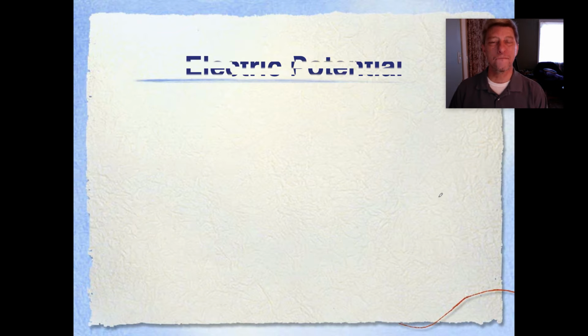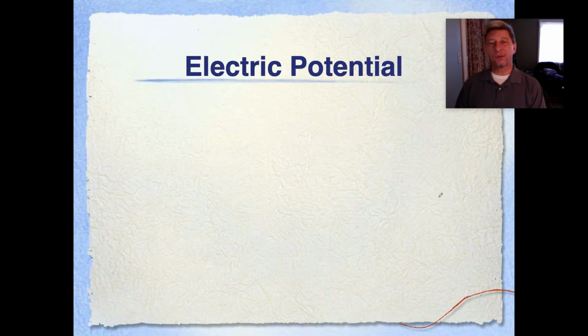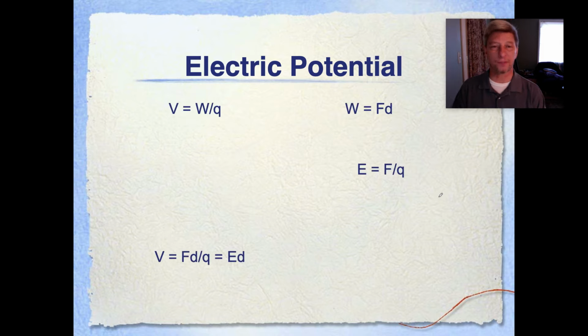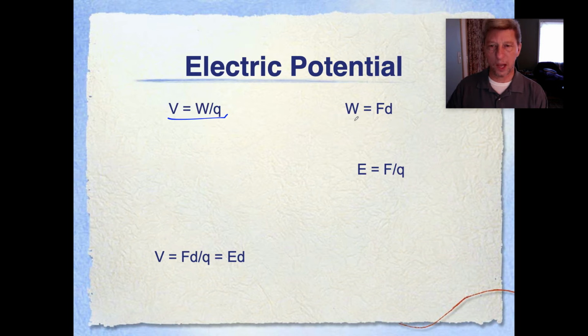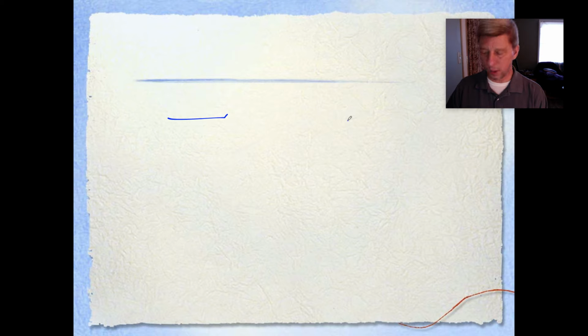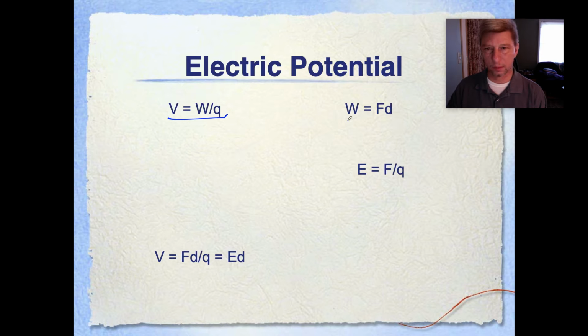Now, in terms of electric potential, there are some other formulas that we can derive using this information. We'll start with the formula we just derived: voltage equals work per coulomb. But we know that work is equal to force times displacement.